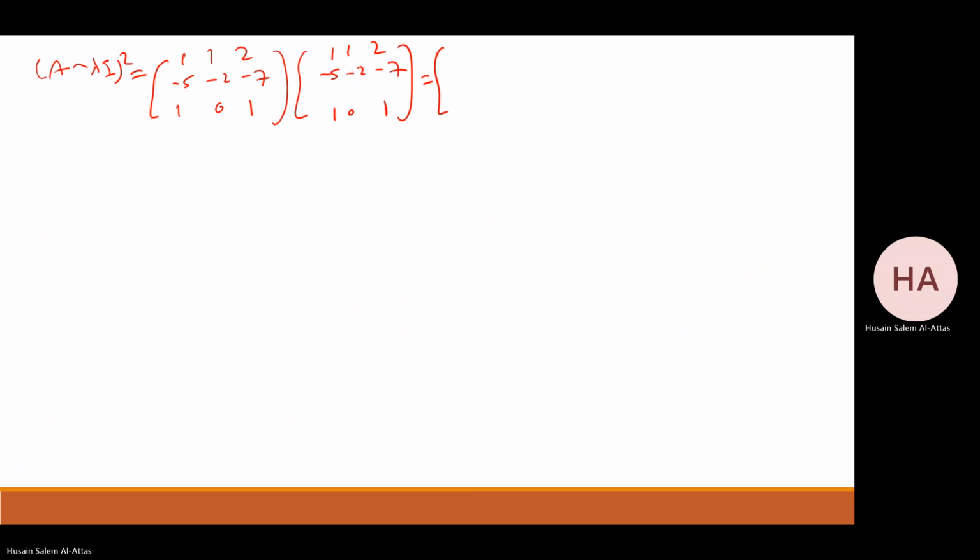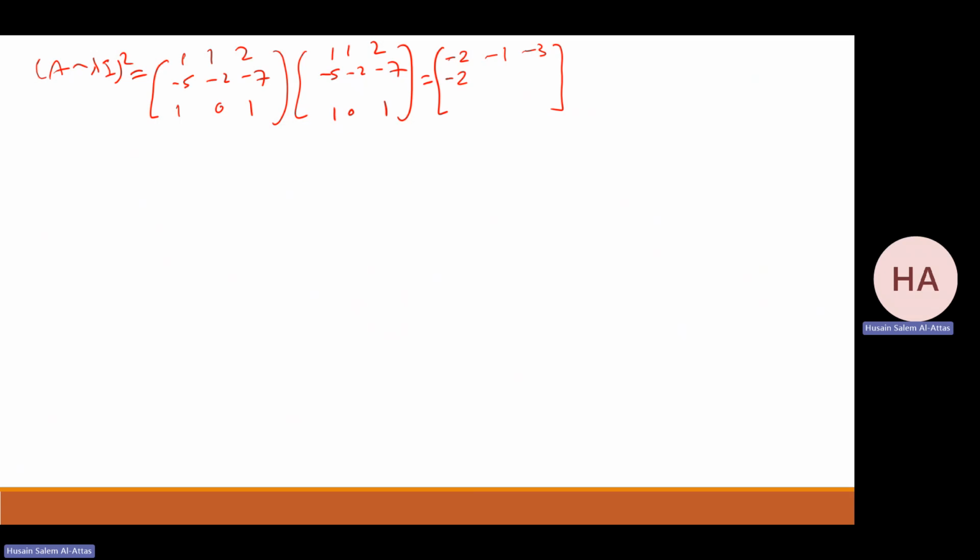First row, my first column. You get what? 1 minus 5 plus 2, that will be minus 2. First row times second column, 1 minus 2, that is minus 1. Okay. First row times third column, 2 minus 7 plus 2, that is minus 3. Okay. Now second row by the first column, we have what? Minus 5 plus 10 minus 7, that will be minus 2. Same.